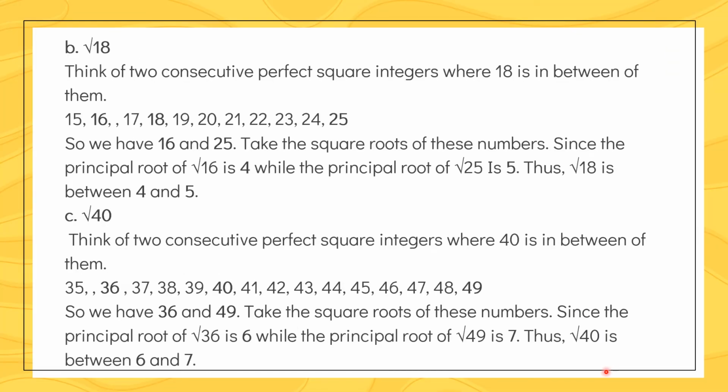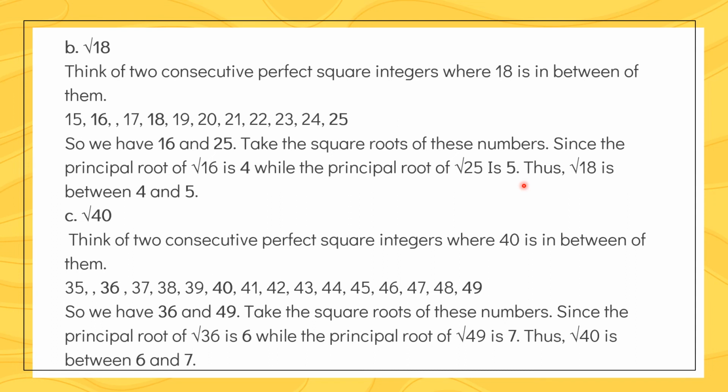Letter B, square root of 18. Think of two consecutive perfect square integers where 18 is in between them. 15, 16, 17, 18, 19, 20, 21, 22, 23, 24, 25. So, we have 16 and 25. Take the square root of these numbers. Since the principal root of square root of 16 is 4, while the principal root of square root of 25 is 5, thus square root of 18 is between 4 and 5.